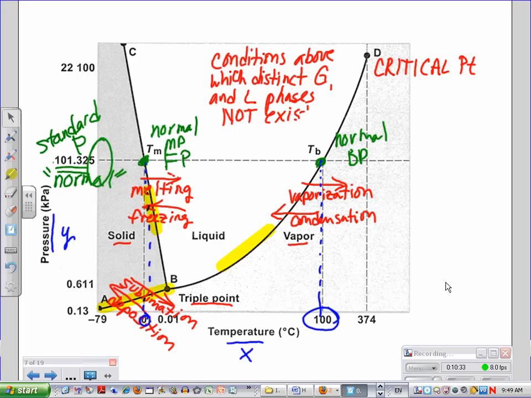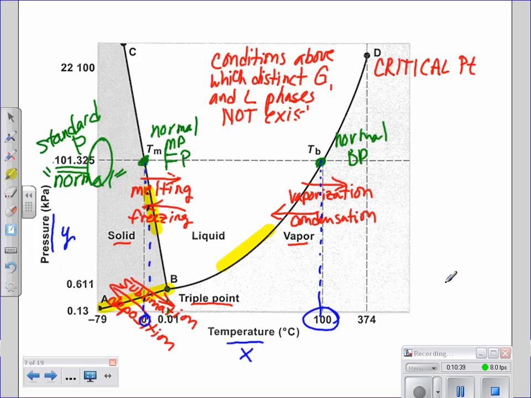And then we should be able to read this as well. It says, what is the temperature at the triple point? So you can come down here and easily just read these values, the temperature and the pressure. It asks for those. So 0.01 degrees Celsius and 0.611 kilopascals.